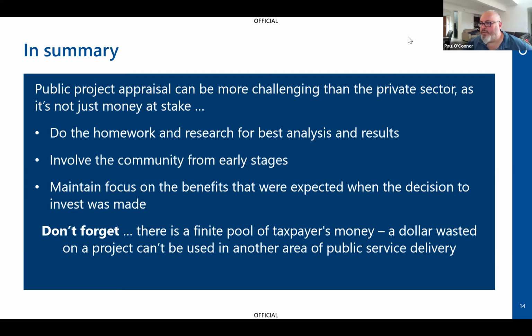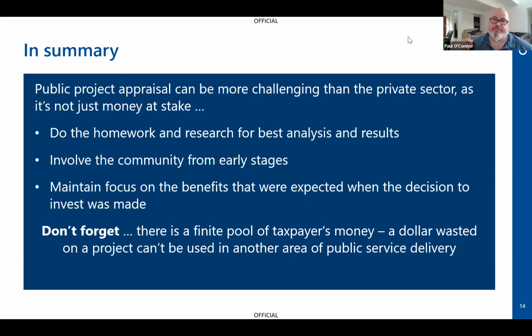And what it really means is that $1 wasted on a project can't be used in another area of public service delivery. So if you lose 50 million on a project through waste, that's 50 million that can't be spent on teachers, nurses, doctors, police, child protection practitioners, potholes being fixed on roads. I mean, it's just gone. Once it's wasted, it's gone.